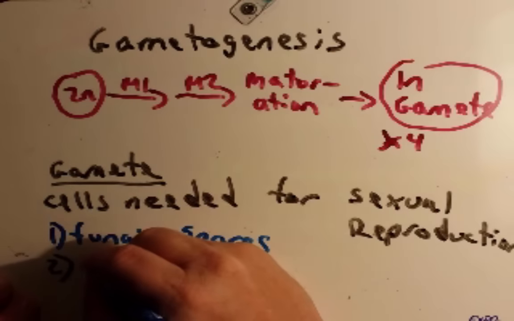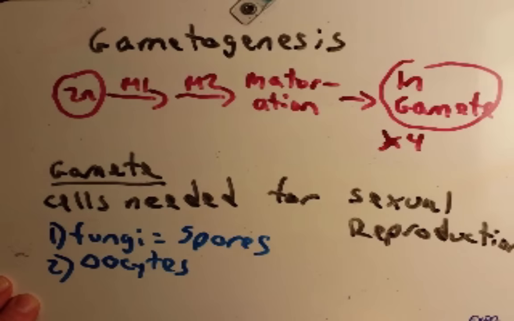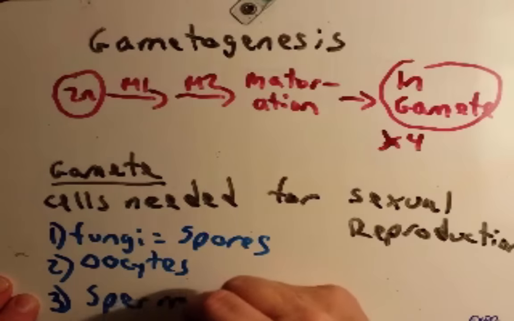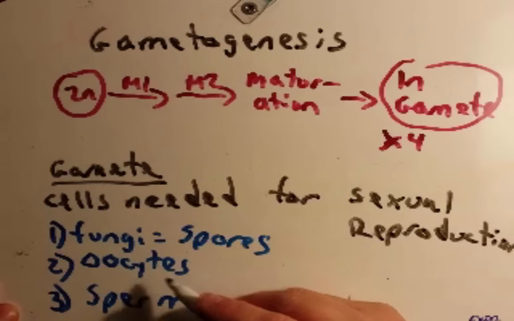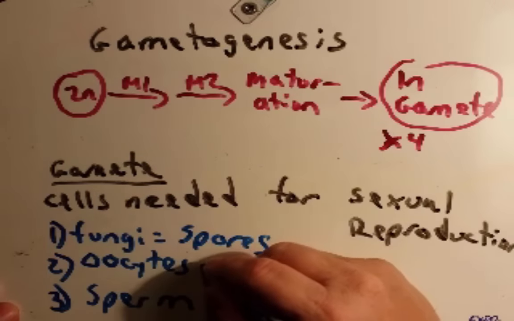Gametes could also be oocytes. These are the eggs produced by females through the process of gametogenesis. And then sperm as well, produced by males for use in sexual reproduction. We will often say that to make spores, that's a process called sporogenesis, and to make oocytes, that's a process called oogenesis. In fact, why don't we write those down?